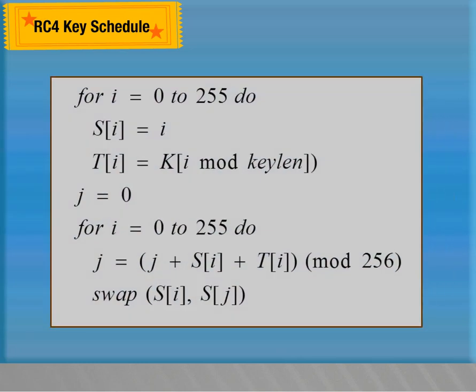For i equal to 0 to 255, do S[i] = i, T[i] = K[i mod keylen]. j = 0. For i equal to 0 to 255, do j = (j + S[i] + T[i]) mod 256. Swap S[i], S[j].